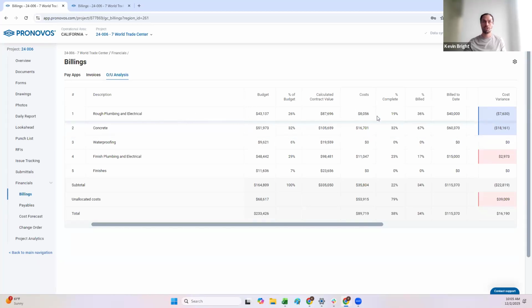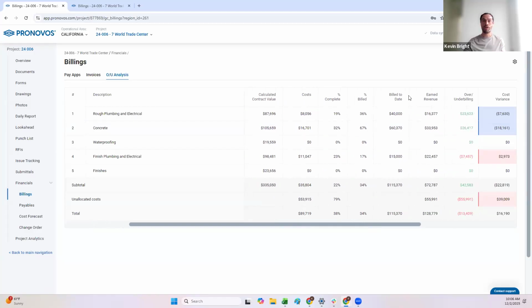So on this rough plumbing and electrical, I can see that I am $8,000 complete so far on the project. So if I take that versus what my budget on this line item is, $43,000, I do 8,000 divided by 43,000. I can see I'm 19% complete. But I can also see that I billed $40,000 on this line item already. So I'm actually 36% billed. So right now, I can basically see what my over under billing is per line item. So now I'm breaking down that over under billing that I have for the total project, and I can see what my over under billing is for each specific schedule of value line item.